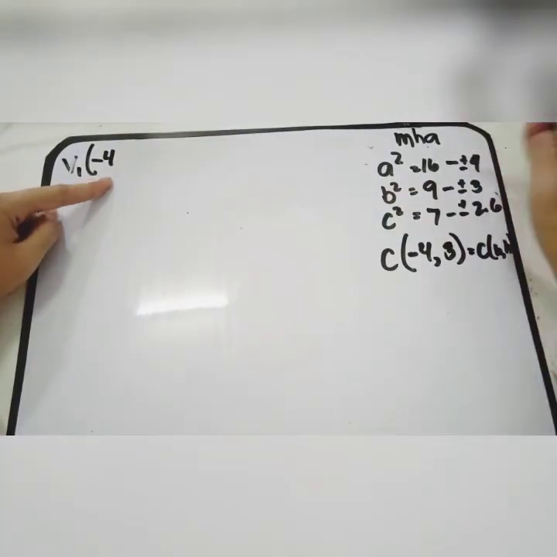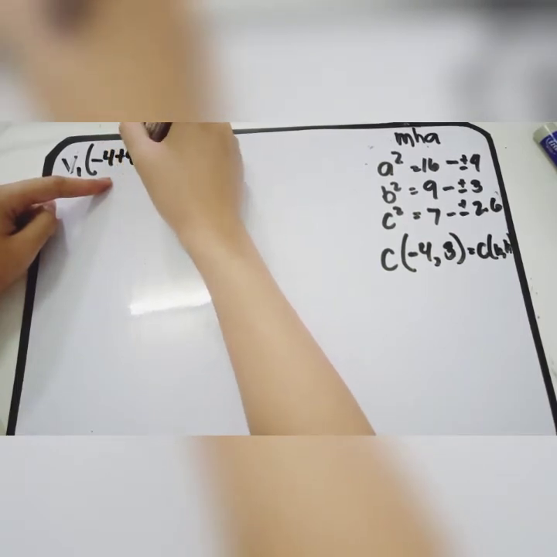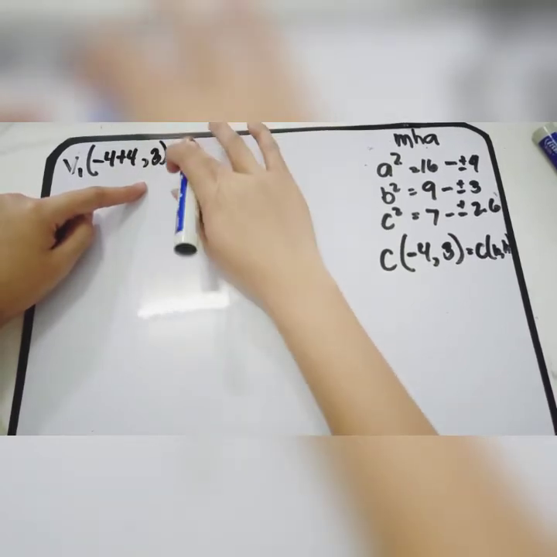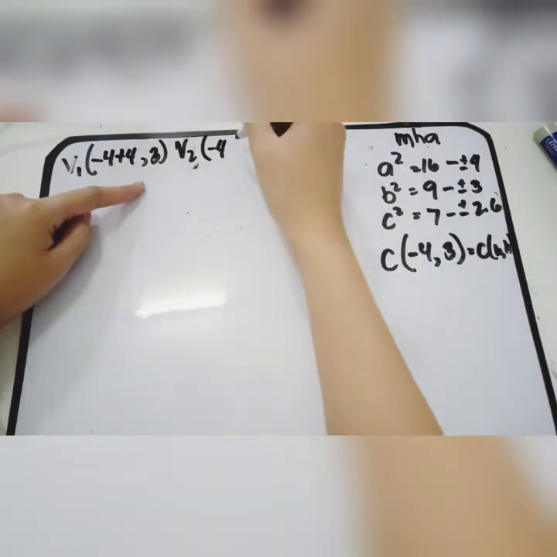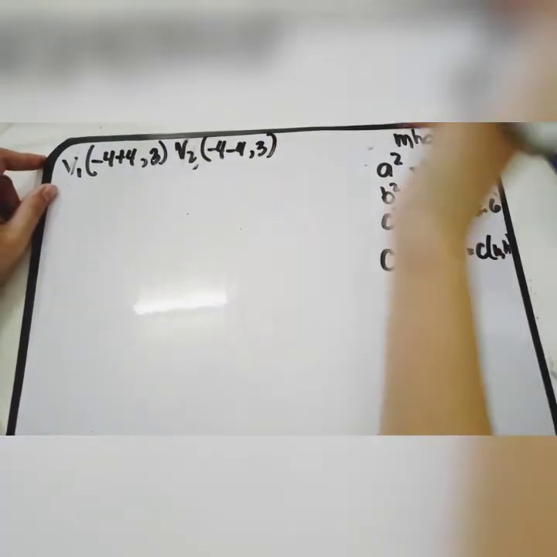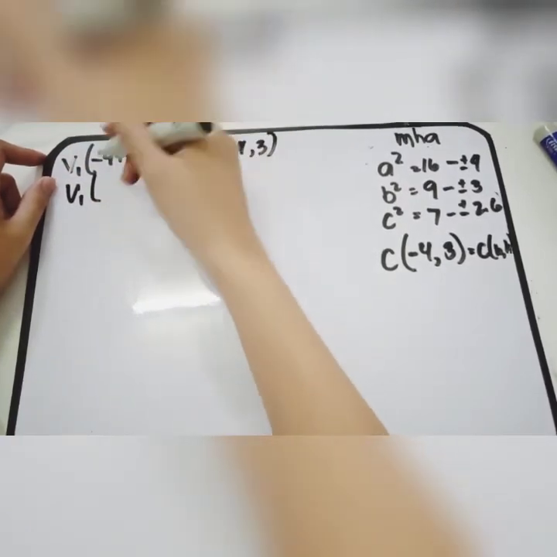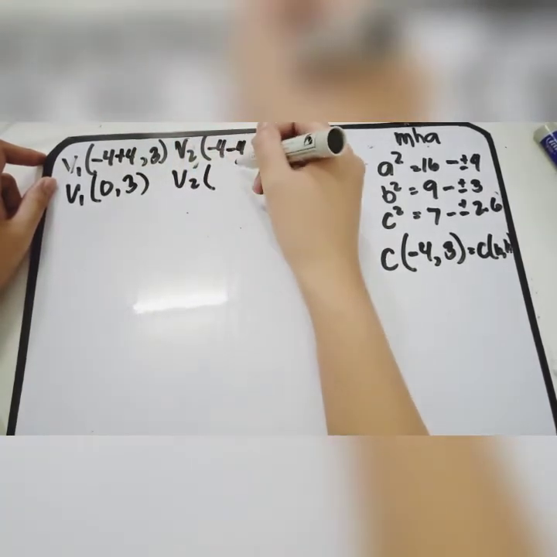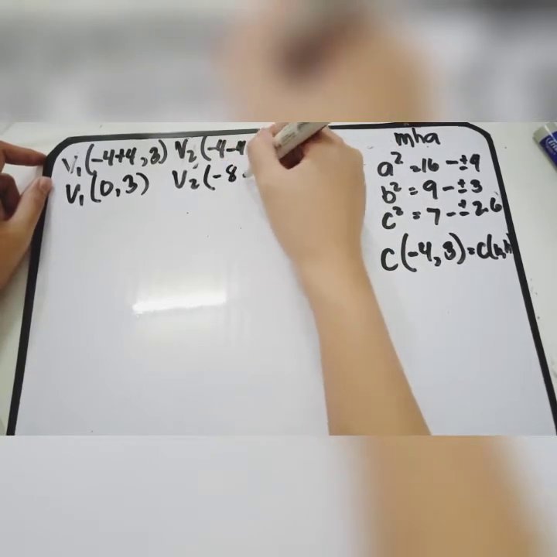What is the value of our a? It is positive, negative 4. So, positive first, so plus 4, comma, 3. Then, for vertex 2, it is negative 4, comma, 3. Okay. Simplify. So, vertex 1 is equal to negative 4 plus 4, which is equal to 0, comma, 3. For vertex 2, it is negative 4 minus 4, which is equal to negative 8, comma, 3.